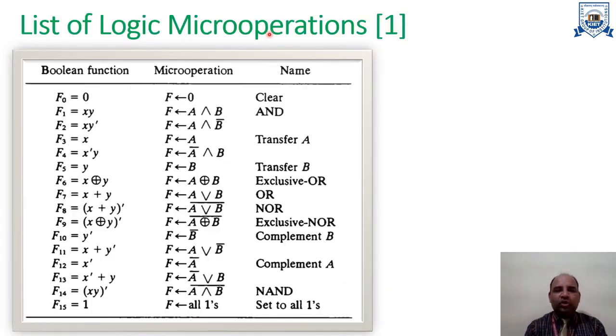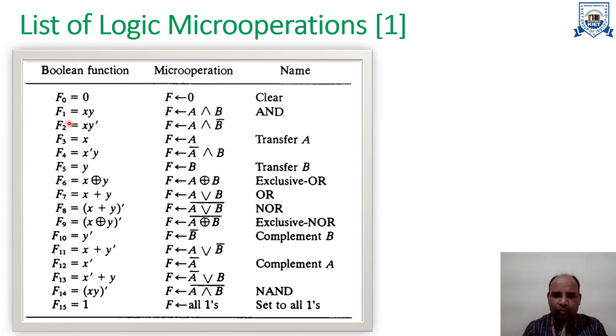It is the list of logic micro operations. This is a very good slide before you, where you can see the different logical operations listed, starting from F0 going to F15. In total there are 16. Now you can see that F0 in this table is a clear operation. Clear means when you want to make everything clear inside your register. Generally it is implemented by putting every value to 0.